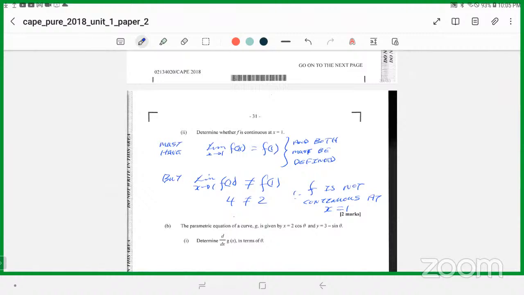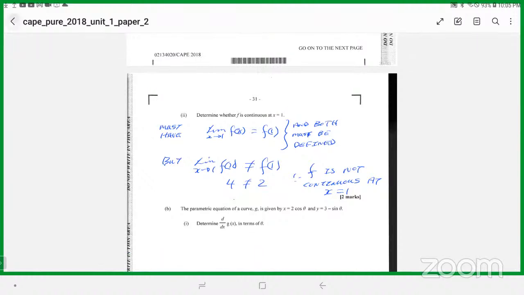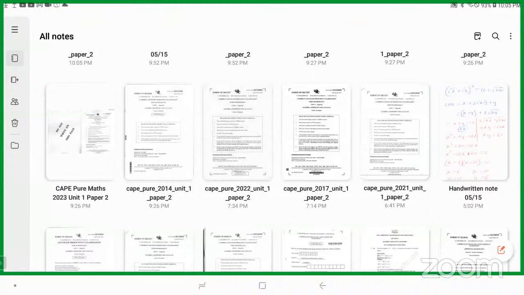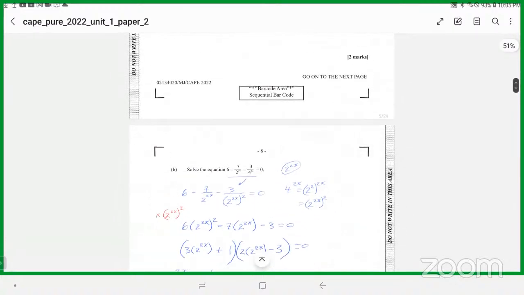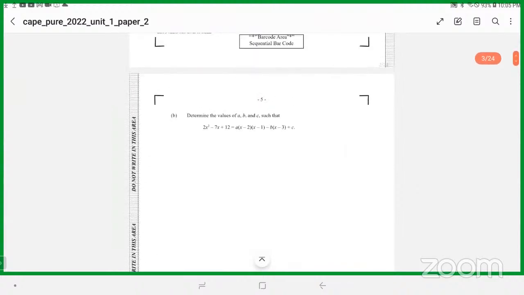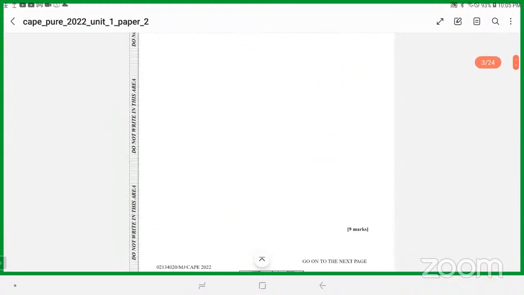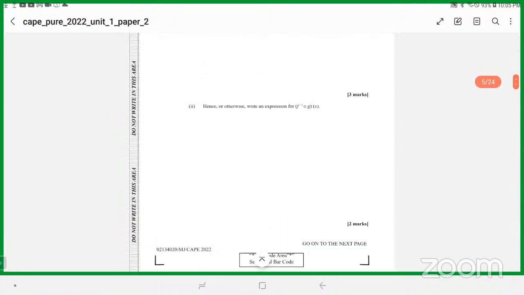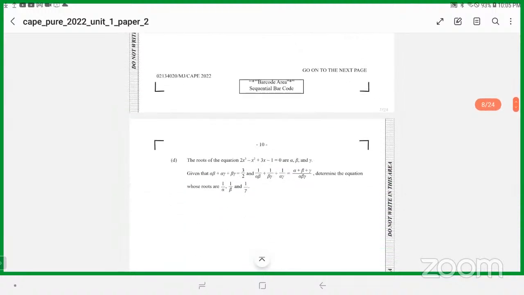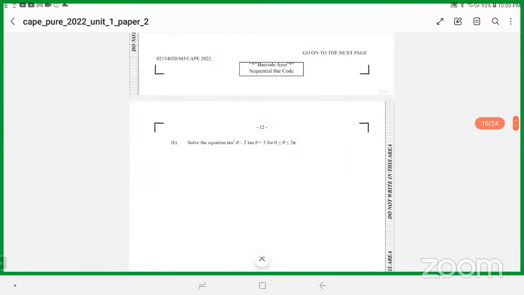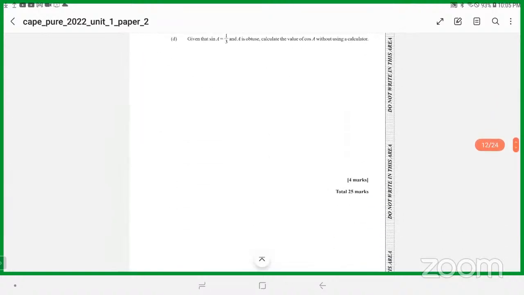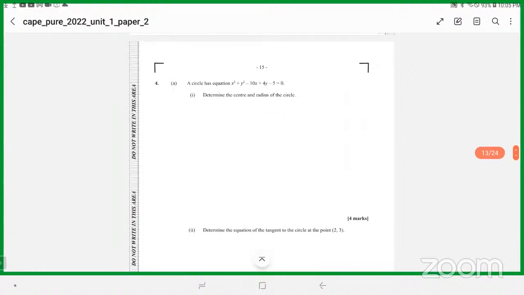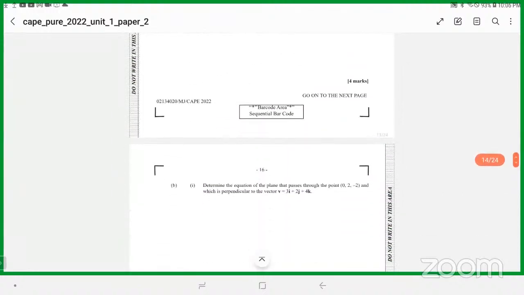2022, number 4, from B. Which part of it? 4B? From B, yeah, starting from B and going down.